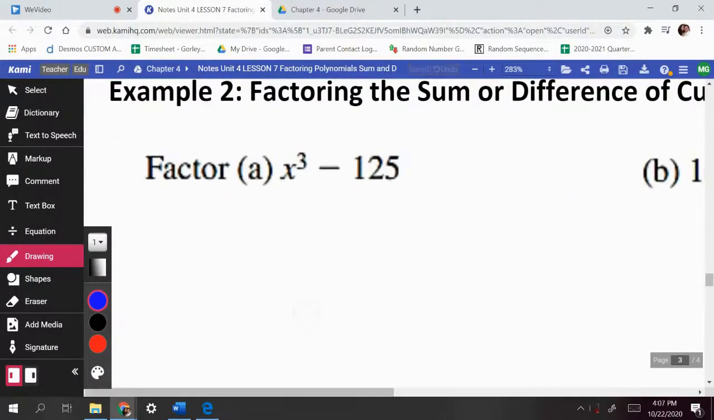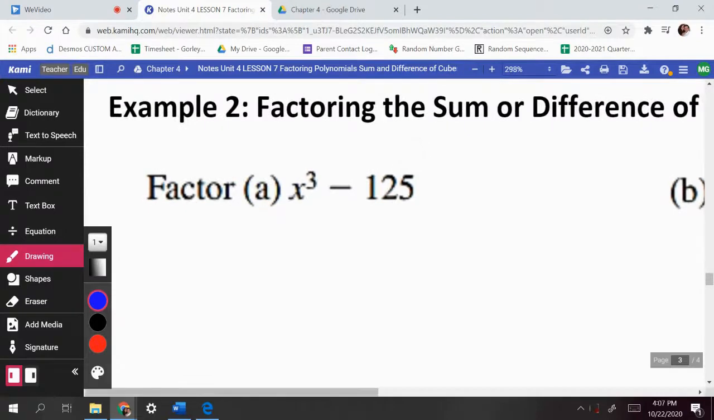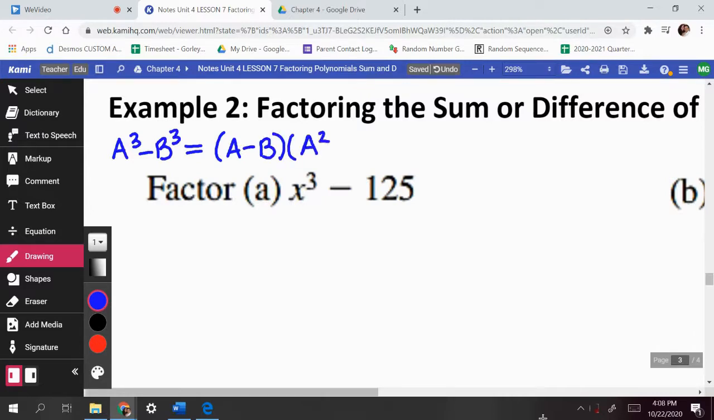All right, let's practice writing the formula for difference of cubes. So the difference of cubes formula is equal to what? Well, because this is a difference, my first parenthesis is going to be a difference. And then remember my second parenthesis is the opposite. So we'd have a squared plus ab plus b squared.